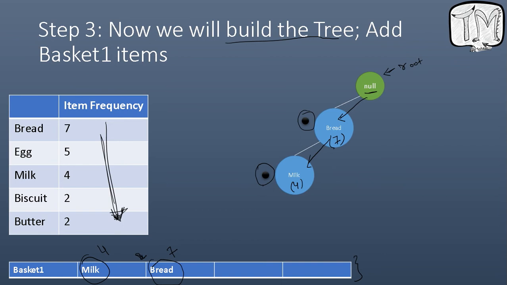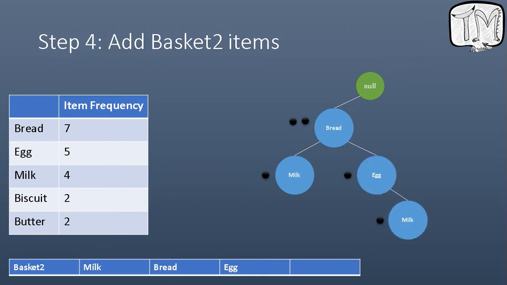Okay, so this was the first step. Maybe things are not clear completely as of now, but as we'll add more baskets, it will get more clear. Okay, next what we are doing on our basket 2 here, as you can see, has 3 items: bread, egg and milk. Okay, and frequency of bread is 7, frequency of egg is 5, and frequency of milk is 4. So we will add elements in this order only. Bread will be 1, egg second, and milk 3.